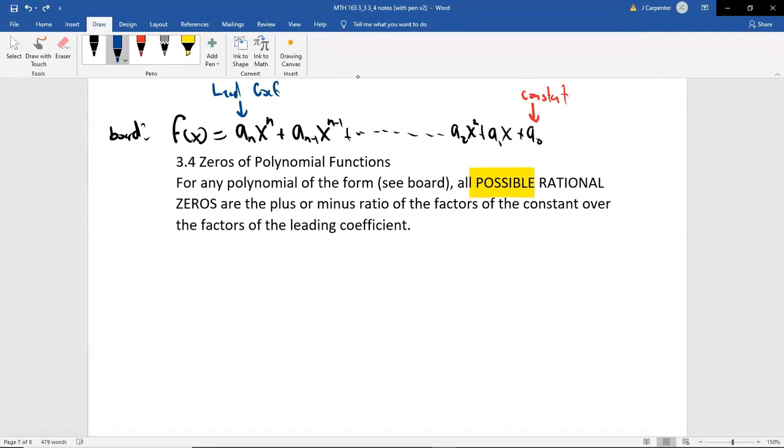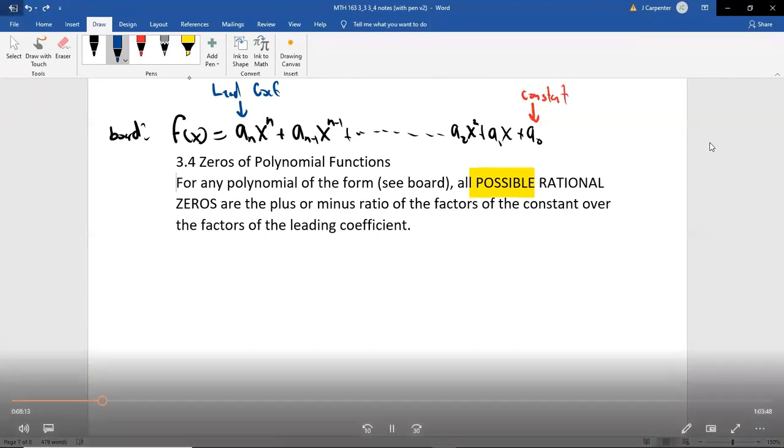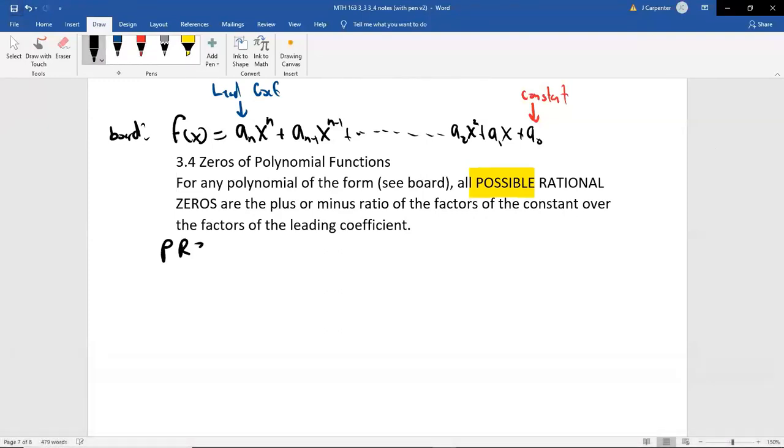So the factors of the constant, so this is the top, and then over the leading coefficient, so this is the bottom. So your possible rational zeros, which I write as PRZ, are plus or minus the factors of the constant divided by the factors of the leading coefficient. I'm just really abbreviating there. So this is a whole series of numbers.